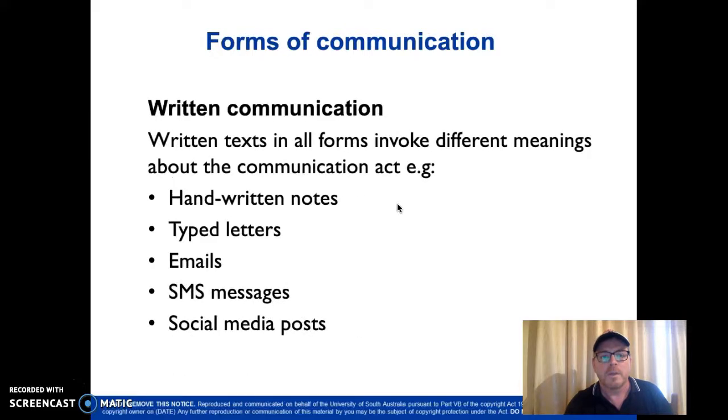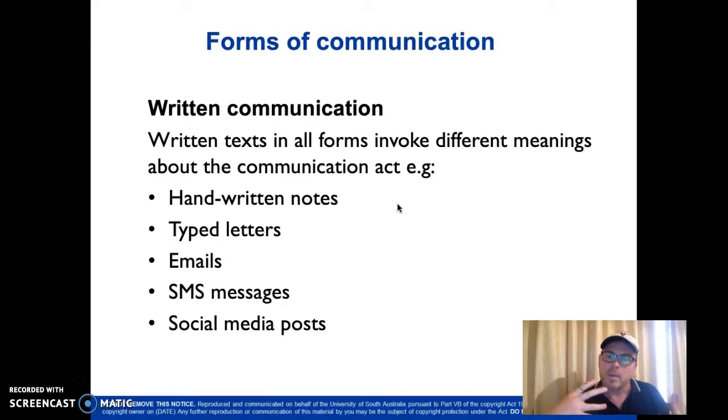The third form of communication, written communication. So texts in all forms, which can contain the same information in terms of the words on the page, but a handwritten note might be interpreted differently from a typed letter, might be considered differently to an email, to an SMS, or a social media post, and so on. But all of these are considered written communication. So is graffiti on a wall. So is a novel. So is many other things. So those are three forms: verbal, non-verbal, and written.